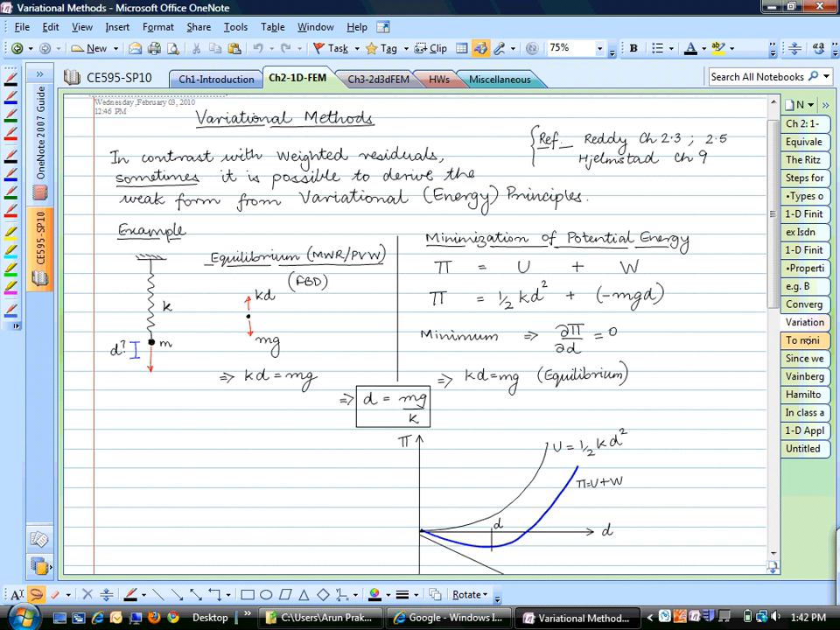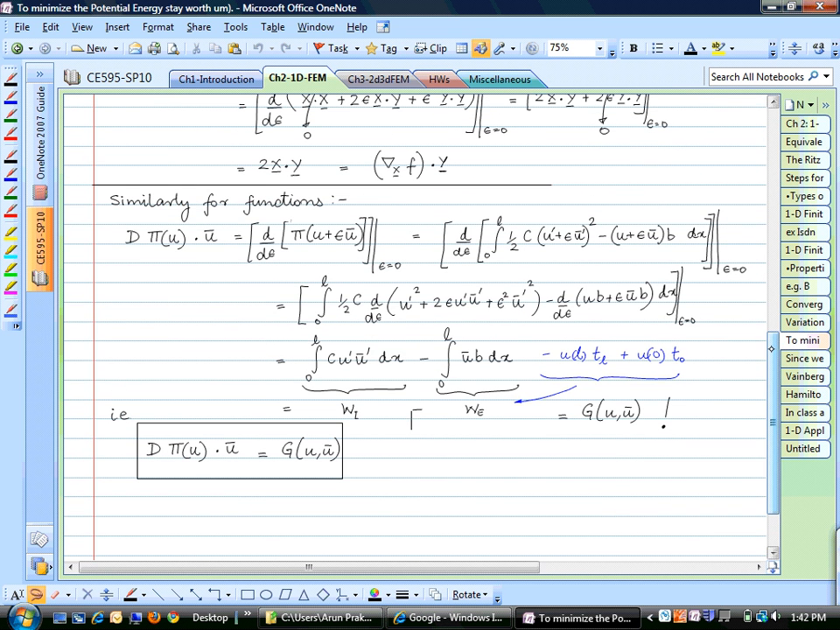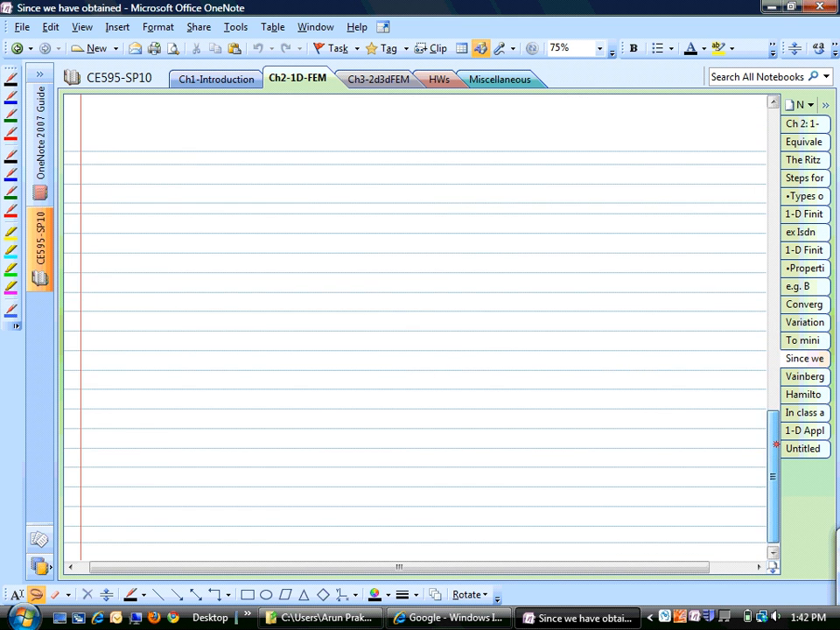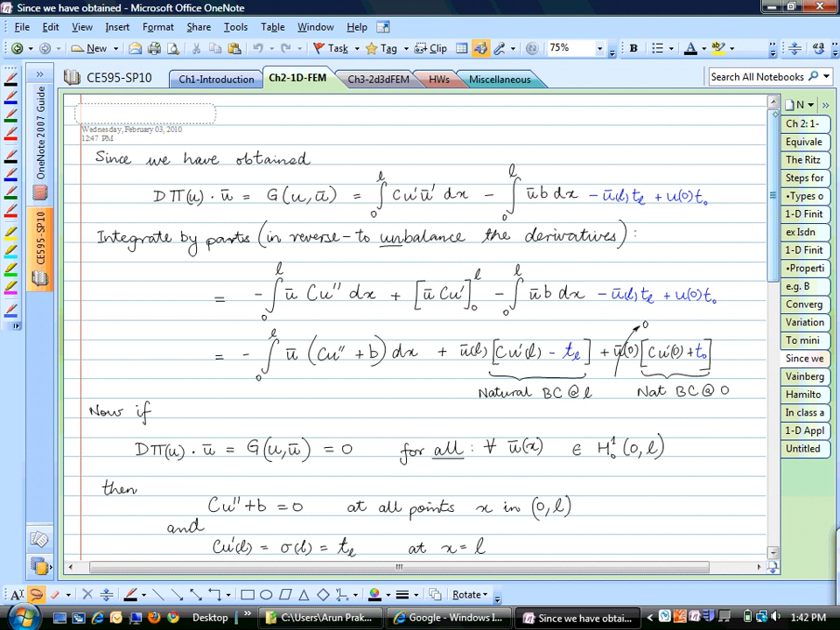So going back to this, we take the directional derivative of the potential energy in the direction of the virtual displacement. We get back our principle of virtual work. So to summarize what we just did, what we've done is this part. We took our potential energy function, tried to minimize it in the direction of the virtual displacement. We got this virtual work functional back.